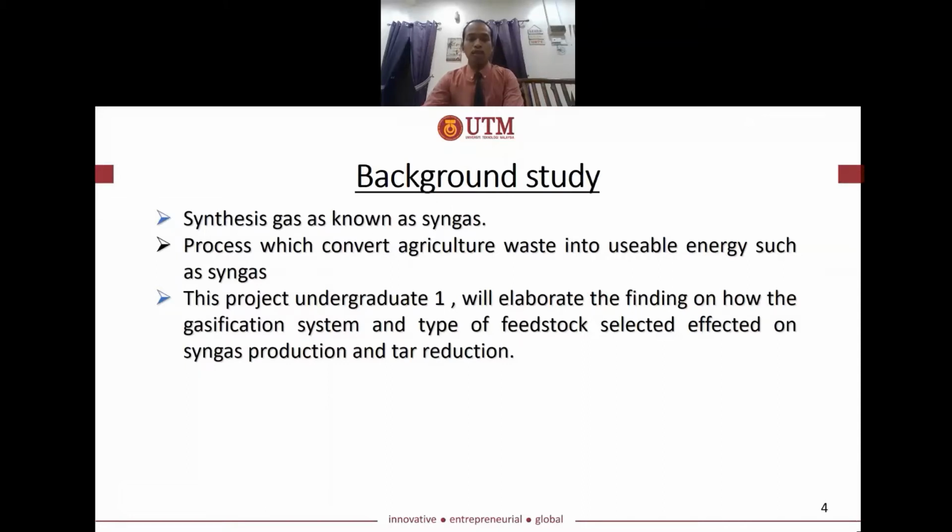First, synthetic gas is known as syngas, a process which converts agriculture waste into usable energy. This Undergraduate Project 1 will elaborate the findings on how the gasification system and the type of feedstock selected affect syngas production and tar reduction.